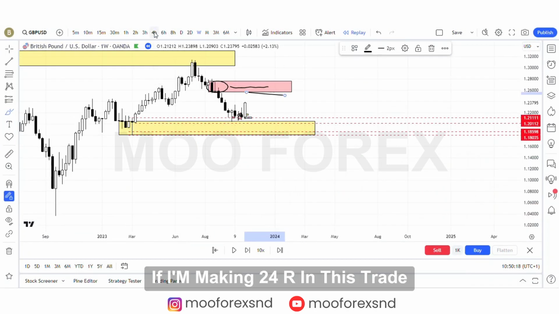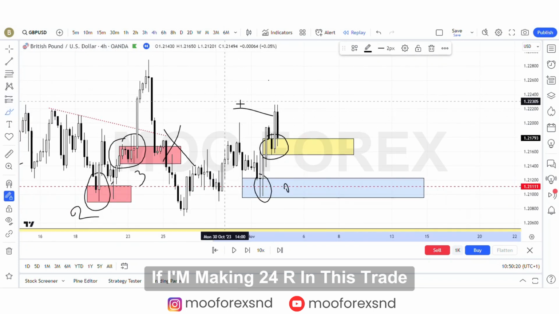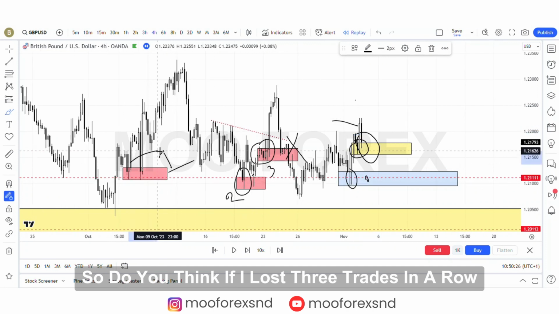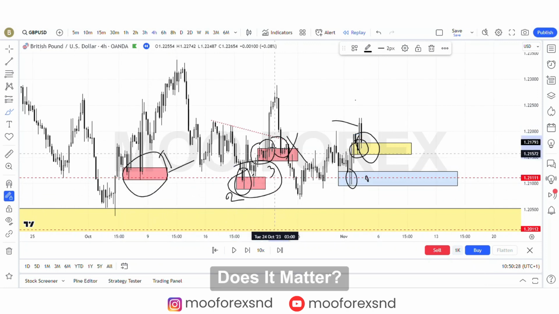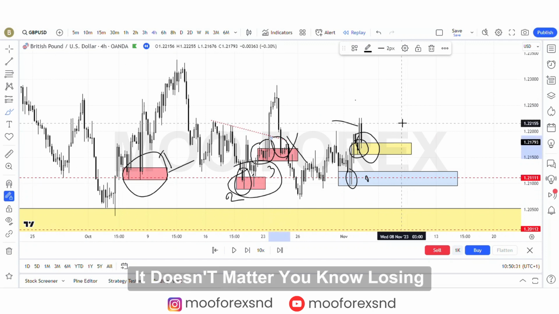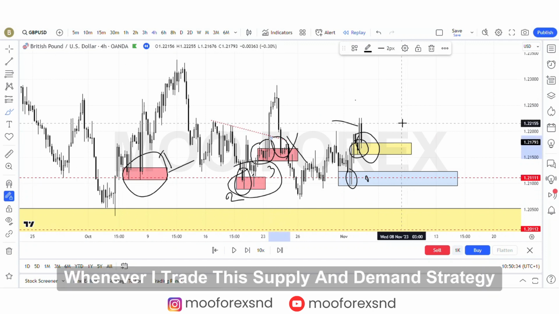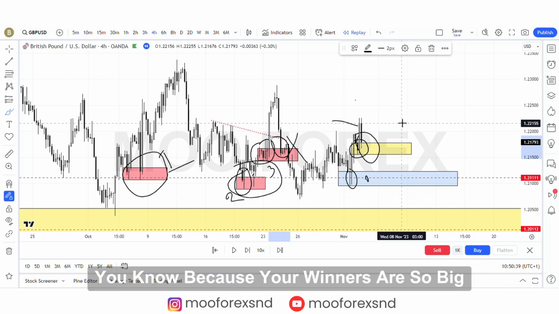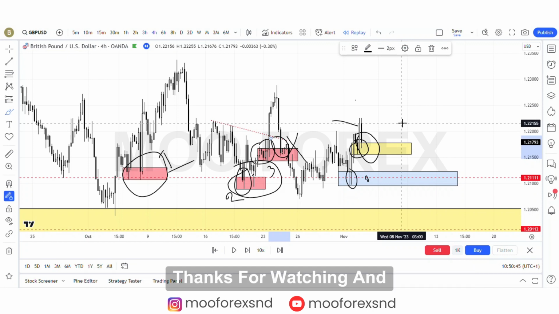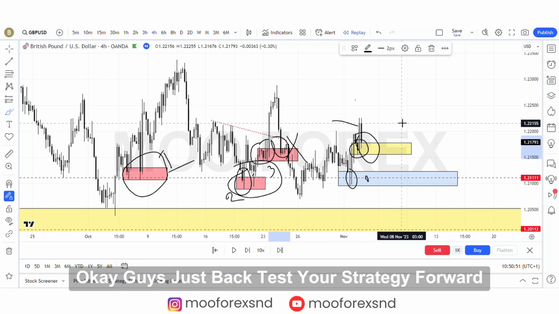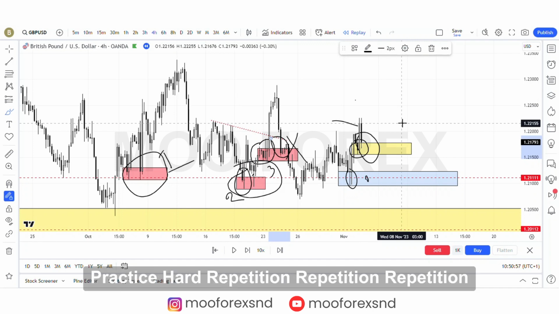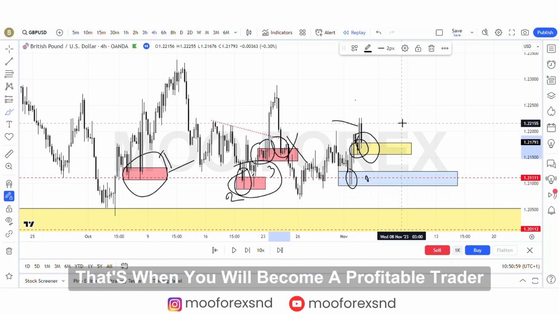So if I am making 24 R in this trade, do you think it matters if I lose 3 trades in a row? It doesn't matter. Whenever I trade the original supply and demand strategy, losing does not matter, because your winners are so big. Don't be afraid of losing trades. Just backtest your strategy, forward test your strategy, work hard, practice hard, repetition. That's when you will become a profitable trader.